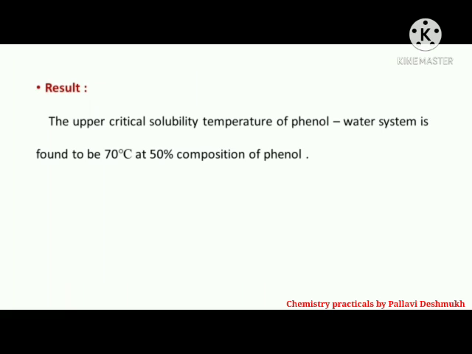Now the result. The upper critical solubility temperature of the phenol water system is found to be 70 degrees Celsius at 50% composition of phenol.